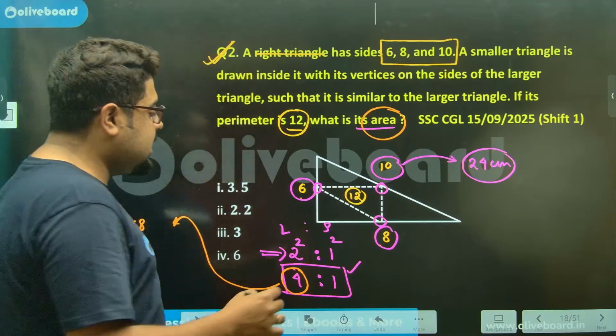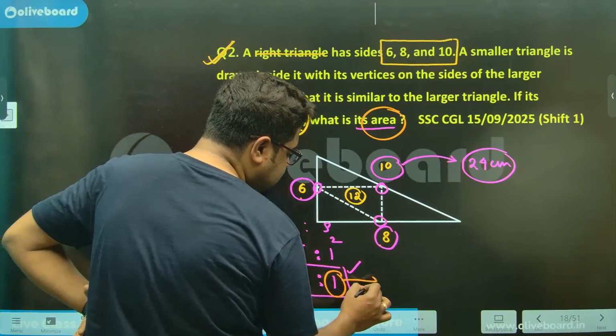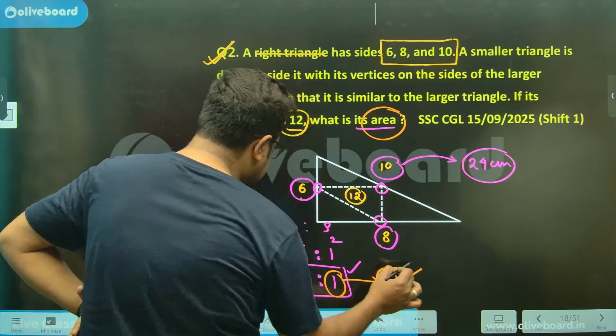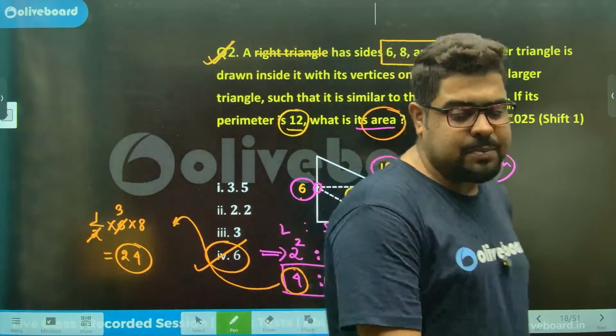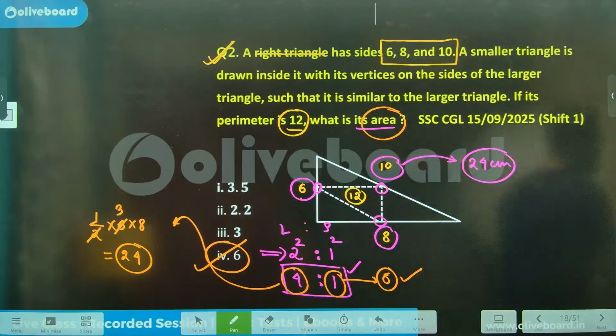So 1 part must be how much? 1 part must be 6. That is my correct answer. Option number 4, sir. Is this clear, everyone?